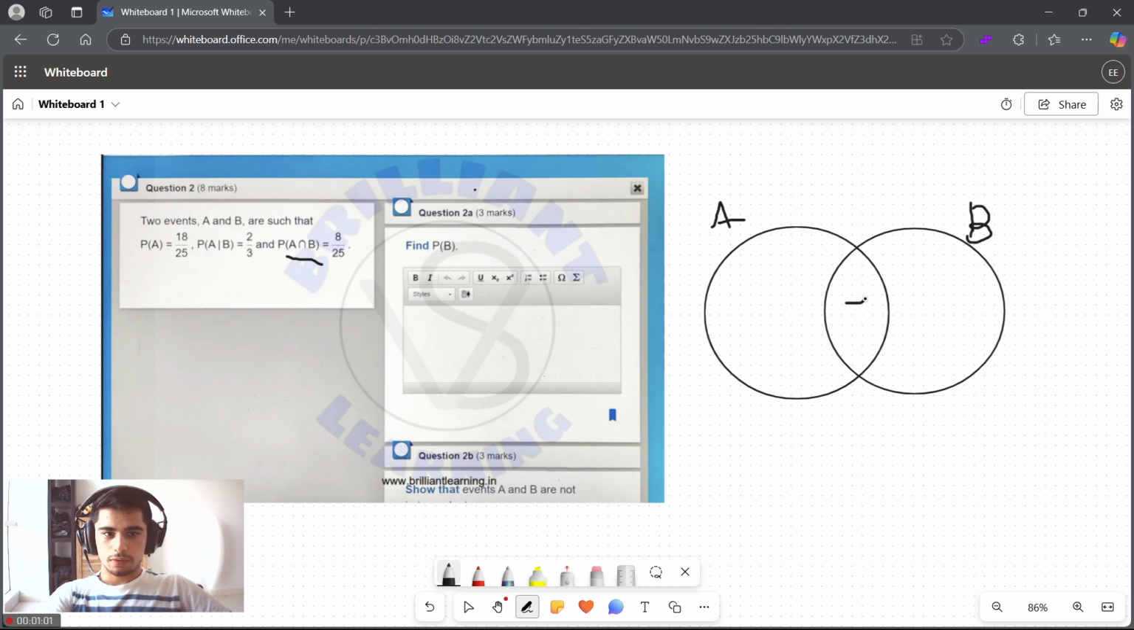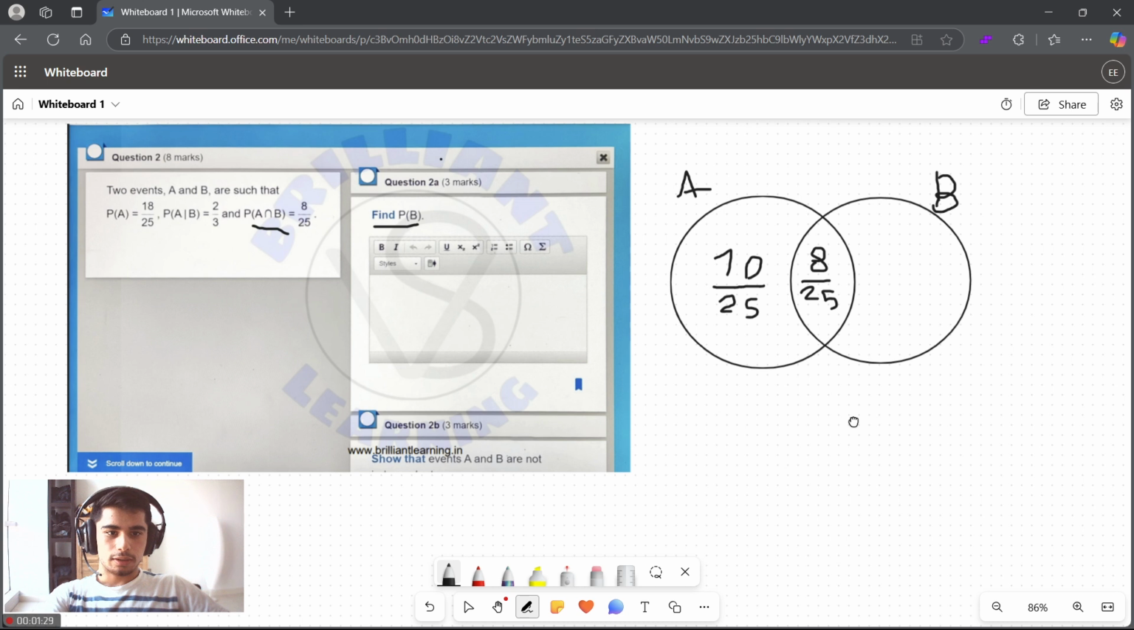8 over 25 is our intersection. Okay, that is horrible writing. Just 8 over 25, okay. And then that's 18 over 25, but it becomes 10 over 25 because 8 of it goes in the intersection, right? So it's telling us we need P(B).